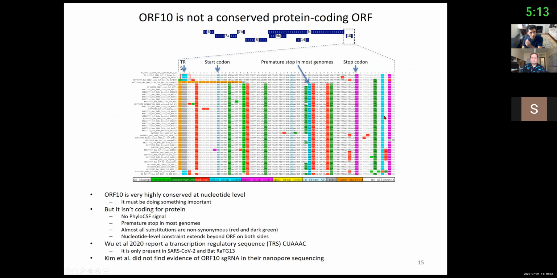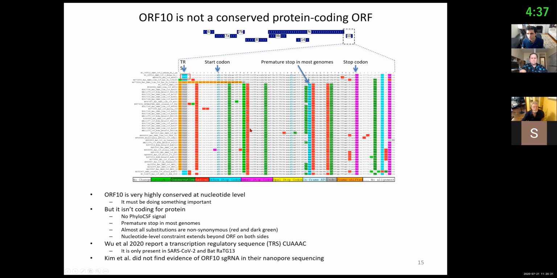Here's ORF10. It's at the end of the genome. You see this very clean signal for 6, 7A, 7B, 8, N, and then 10 is at the end. Let's see if 10 is real. So what do we see? We see a start codon here. You see a stop codon here. That's all nice and good. But then you also see a premature stop codon in most of the genomes. And you see that these changes don't look like the lime green that I was showing you earlier. There's mostly red changes when there are any changes.